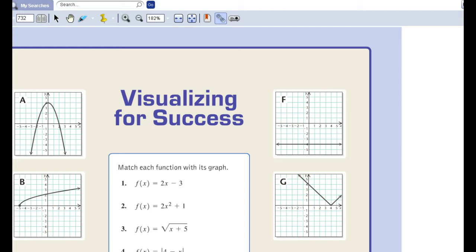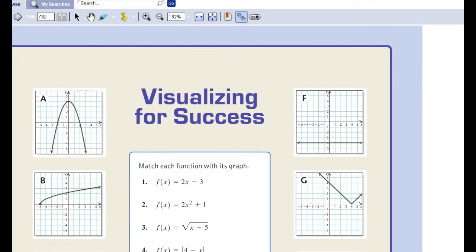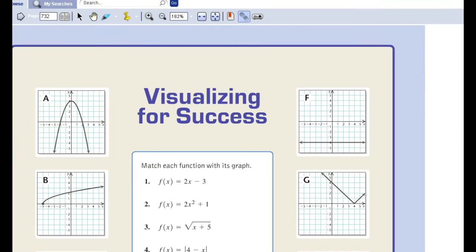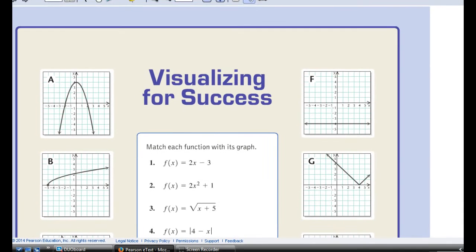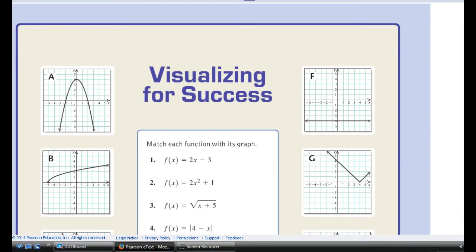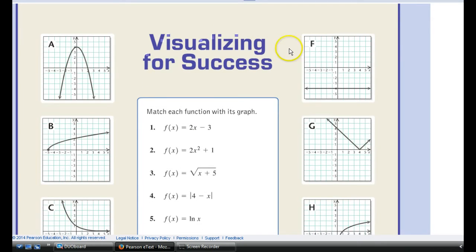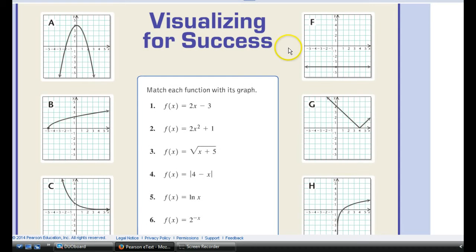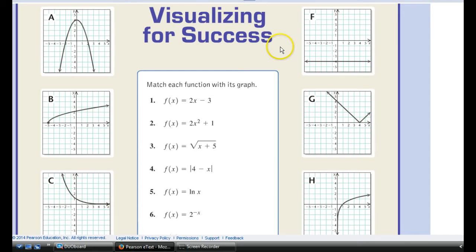Now, I did say I would get back to visualizing for success here. Let's see if I can shift this over a little bit. There we go. And we don't need this up on the top here. Okay, we're going to take a look at this. I'll see how much I can fit in here.